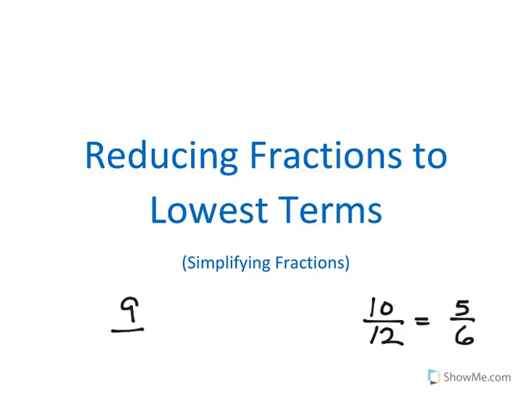What if we had the fraction 9 over 6? Well, 3 goes into both of those, and I get 3 halves. 3 halves is in simplest form. You could write that as 1 1/2, but you don't have to. Most algebra books actually prefer your answer being left as an improper fraction.